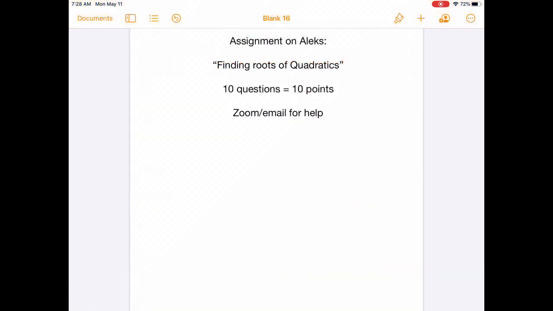All right. So your assignment is on Alex. It's called Finding Roots of Quadratics. It's 10 questions, similar to what we looked at. Really, you just have to keep in mind, what factors are you looking for? Do they both need to be positive? Do they both need to be negative? Or when they're one of each, which one has to be larger? And that is determined by the signs of B and C.